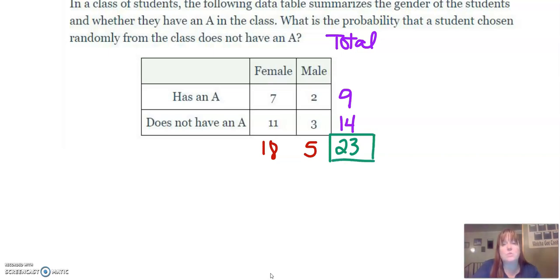Now the question is, what's the probability that a student chosen randomly from a class doesn't have an A? We're looking at the males and the females who don't have an A. There are 14 of them total, and that's our favorable outcomes. Does not have an A is not a favorable outcome for you, but it's the favorable outcome for this event. What's our total number of outcomes? We have 23 people we could pick. If we pick one at random, there's a 14 in 23 chance that we get somebody who doesn't have an A.